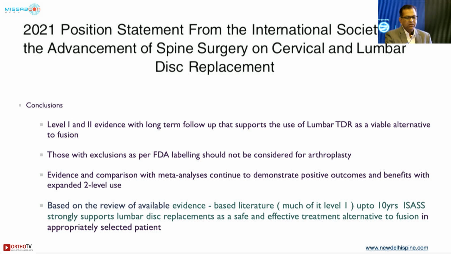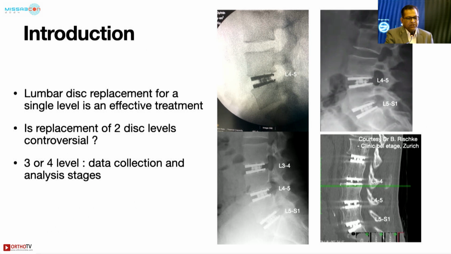Based on the review of the available evidence-based literature, much of it is level 1, and up to 10 years, ISASS strongly supports lumbar disc replacement as a very safe alternative treatment to fusions in appropriately selected patients. So, to introduce, lumbar disc replacement for a single level, we all know, is a very effective treatment. Is replacement of 2 disc levels controversial? We will see further. 3 or 4 levels, as you can see in these images, we are still at the data collection and analysis stages at this point in time. But yes, you can replace up to 4 levels of the lumbar disc.